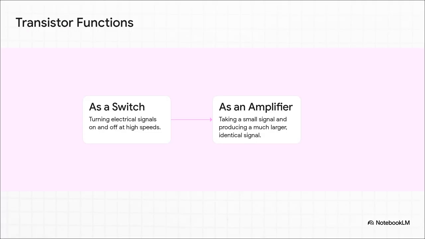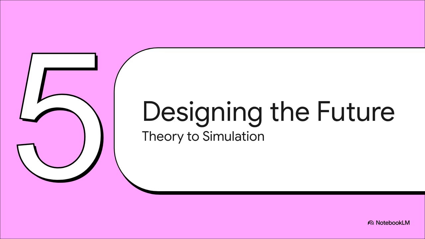For all their complexity, transistors really only do two basic things. They can act as a lightning-fast switch, turning signals on and off millions of times a second, or they can act as an amplifier, taking a tiny little signal and making it huge. That's it. Every computer, every phone, every server, it's all just built from billions of these simple switches and amplifiers. We've come a long way, from Ohm's law all the way to the transistor.